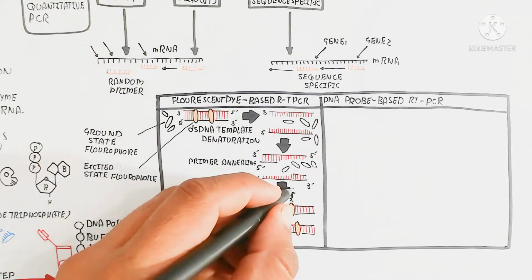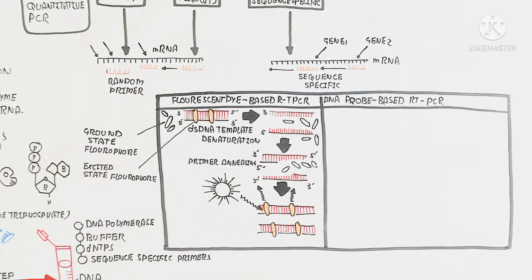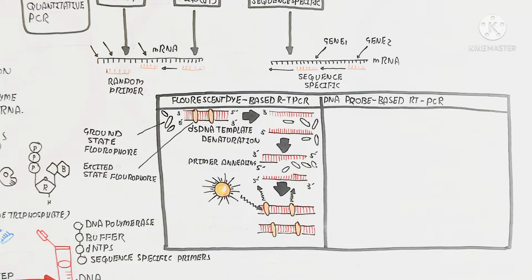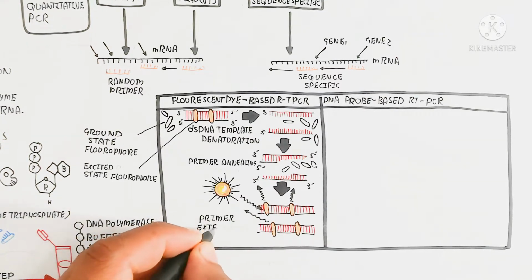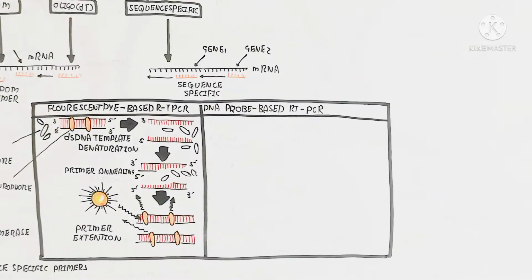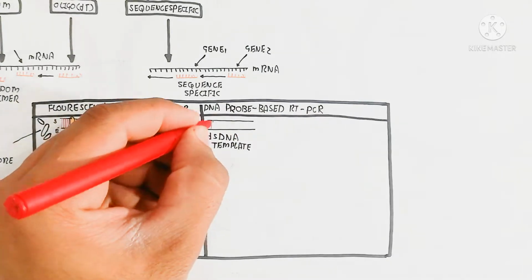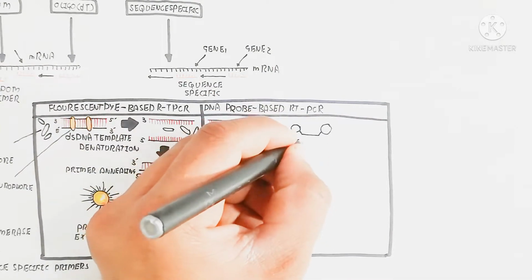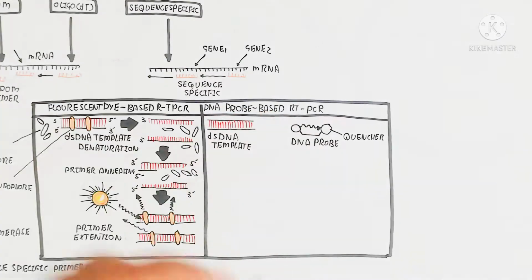That color will increase with the increase of light. The increase of the color will help us recognize the quantity of the DNA segment amplification, or gene amplification, and we can check through color if the color production is more. That is why the primer extension and the specific gene amplification will be more. So the DNA probe-based real-time PCR is a separate thing.